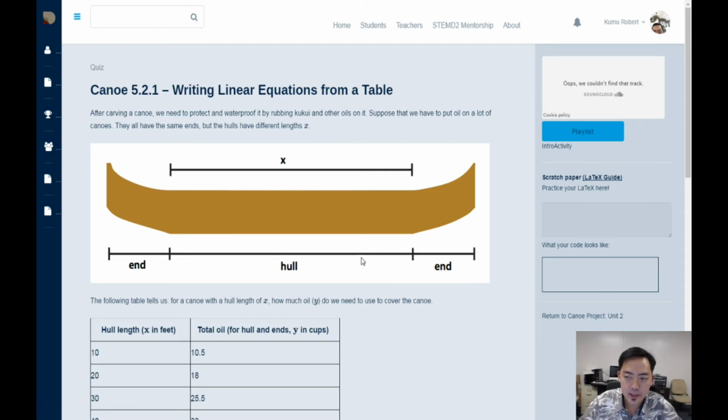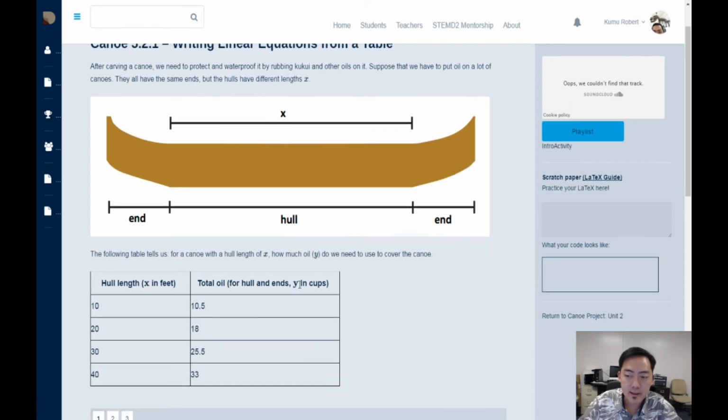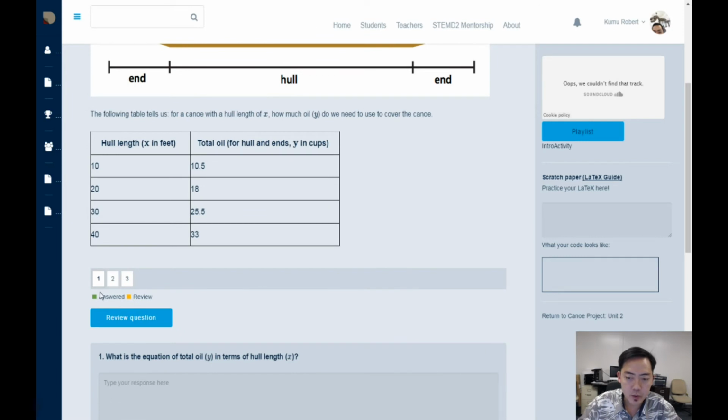Down here we have a table that tells us how much oil, Y, is needed to protect a canoe of hull length x. With this table we can come up with an equation of Y in terms of x. And that's what the first question asks for. And then we have to figure out the real world interpretation of the y-intercept and the slope of this equation. This activity is pretty straightforward, but let's take a look at how it's explained in a teacher's guide.